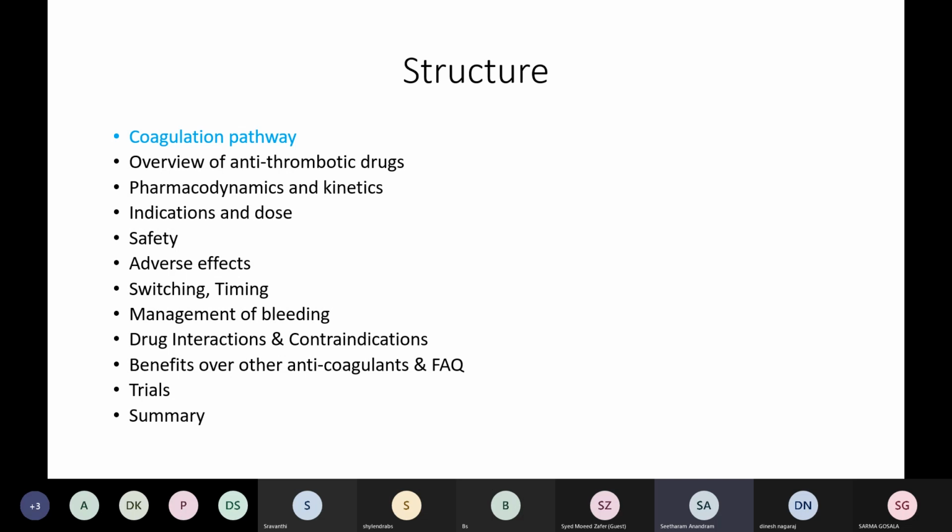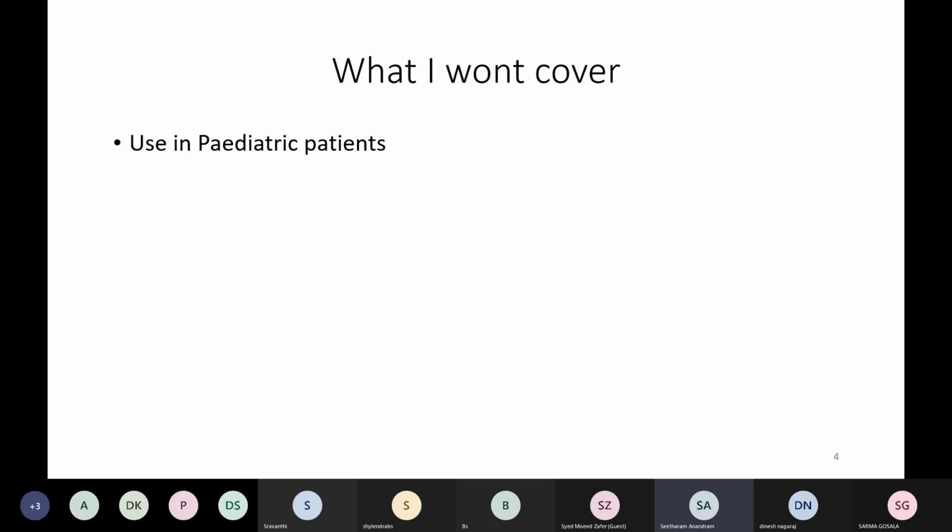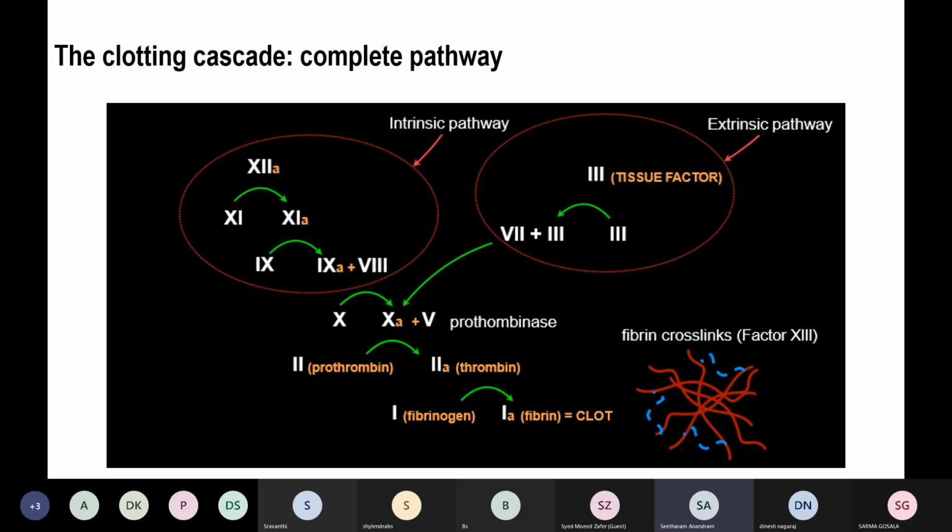I'm just going to put a few trial summary slides, but I'm not going to talk about them, and then end my talk. We'll be happy to take any questions in the end. What I won't cover is the pediatric patients or management of the pediatric patients.